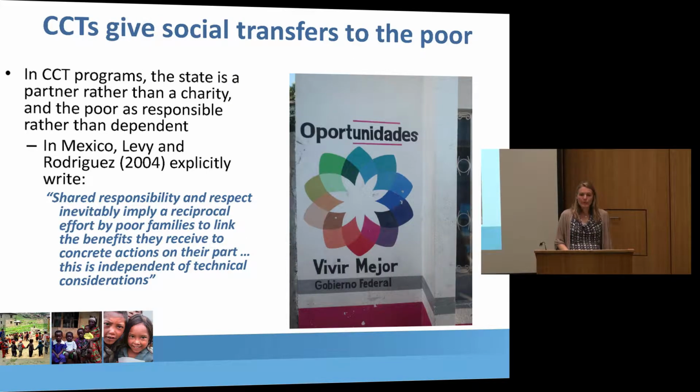The idea with cash transfer programs is that they represent the state as a partner. This is how they really differentiate themselves from welfare programs. They differentiate themselves by saying, this is shared responsibility and respect, inevitably implying a reciprocal effort by poor families to link the benefits they receive to concrete actions on their part, and this is independent of technical considerations. So the goal with conditional cash transfer programs is that it's money going to the poor, but that there is also a reciprocal arrangement.